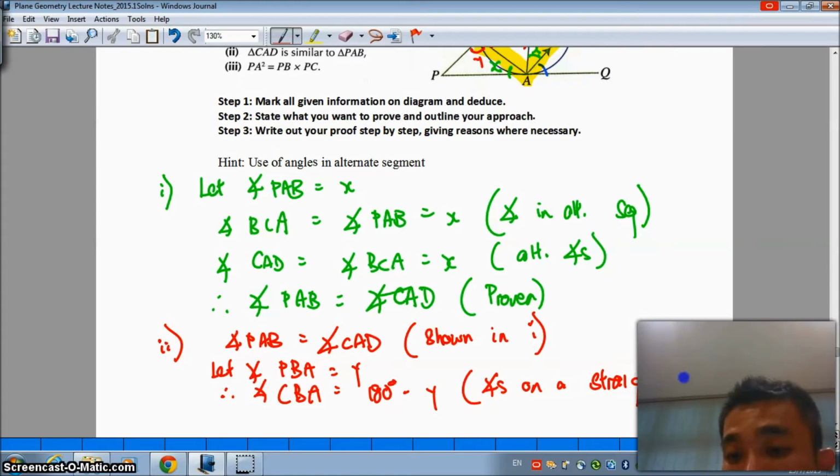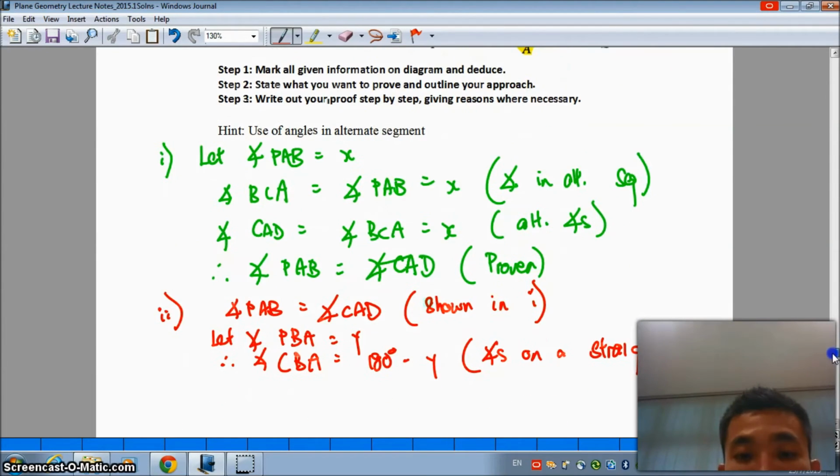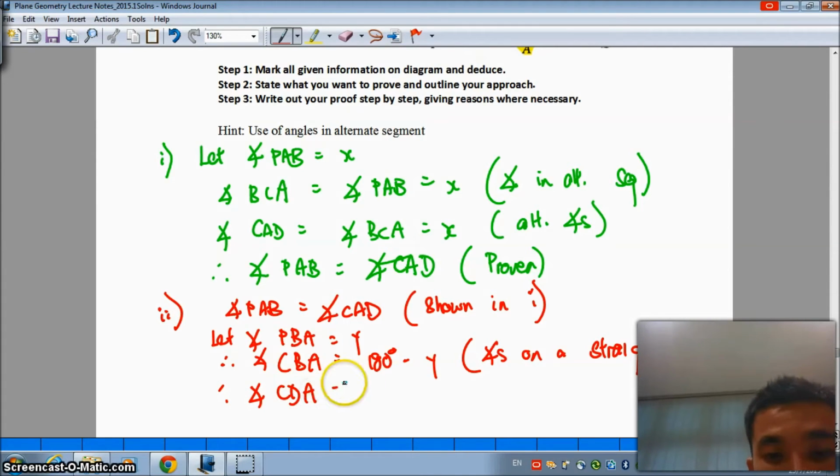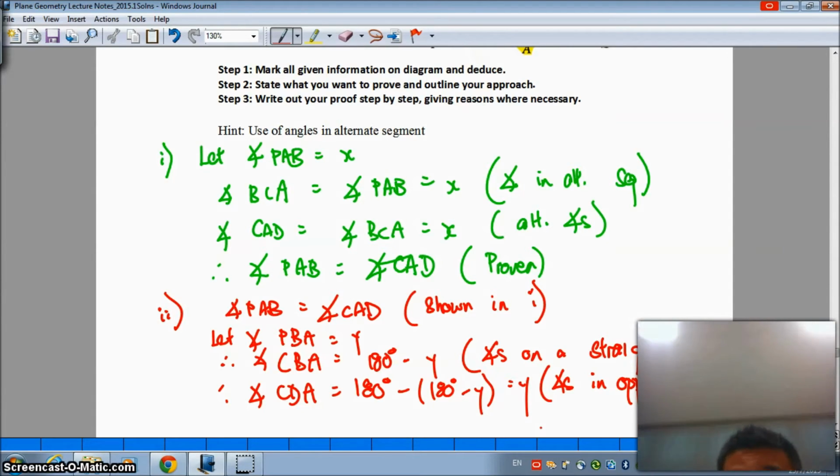Last but not least, you need to prove on the other side, for the other triangle, in this case will be angle CDA. Because the opposite angles in a cyclic chord will sum up to 180, in this case it will be y. And what is the reason? Angles in opposite segment. And there you have it. We have two angles that are proven to be the same.